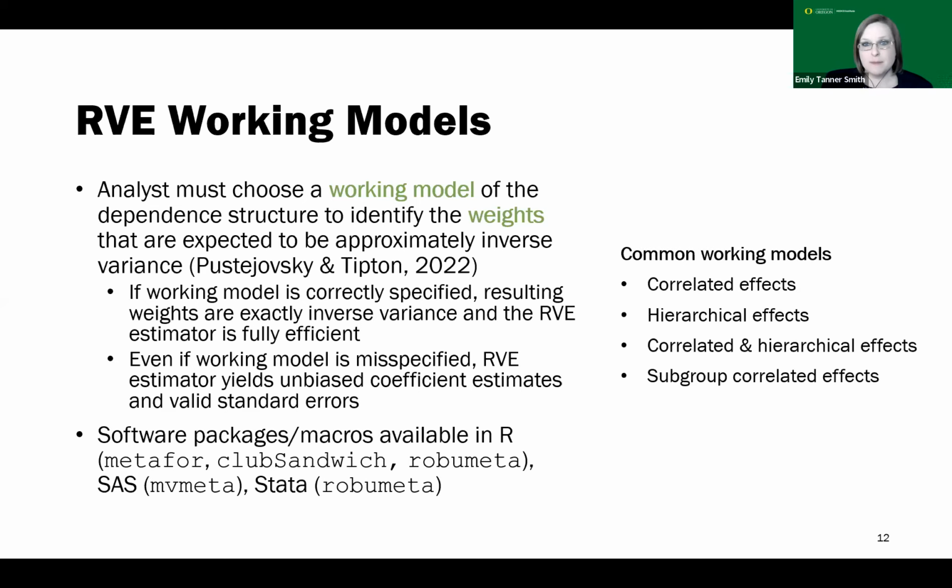And that combination of the metafor and clubSandwich packages is also nice because it does allow you to estimate tau squared using the REML estimator, which we know often has better performance than the method of moments estimators for tau squared, which are implemented in some of those other software packages.